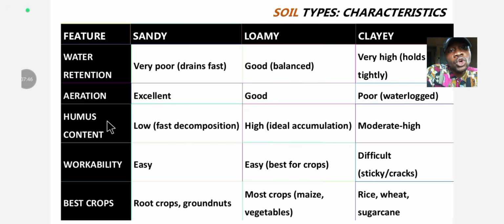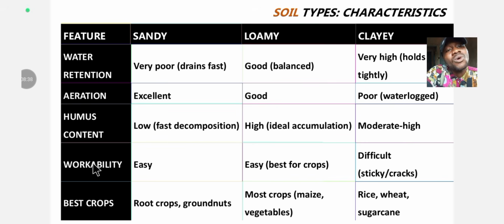So, humus content. Sandy soil has a low humus content because of its fast decomposition. Humus in a loamy soil is the first part of the soil, usually located at the topmost, and it is very essential for plant growth. So loamy soil has a very high humus content. In fact, it has the highest humus content. That's why it's ideal for agriculture and planting. It has the ideal accumulation of humus. Then clayey soil has a moderate humus content.